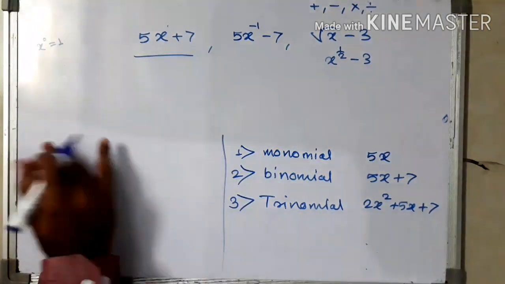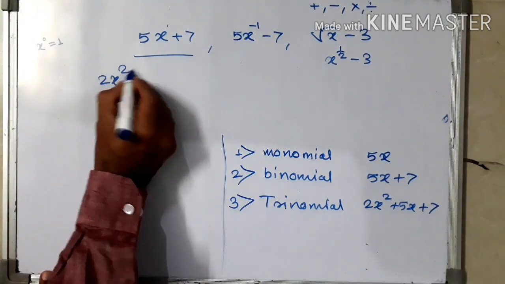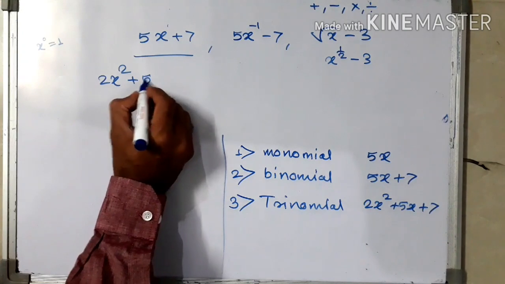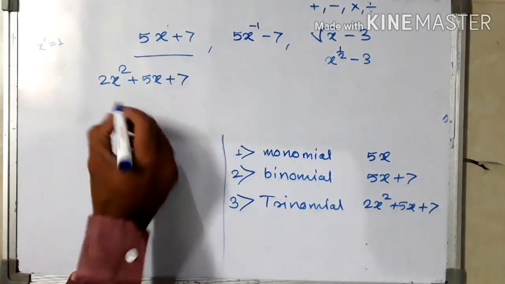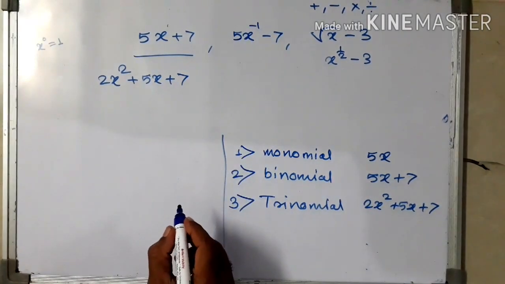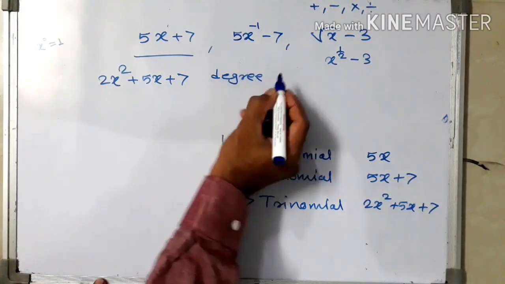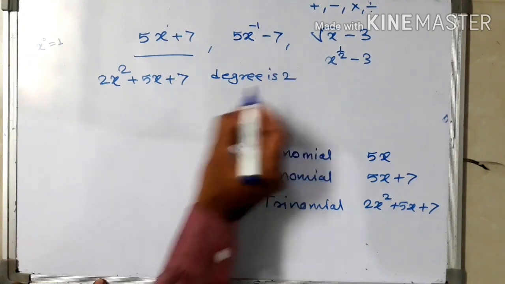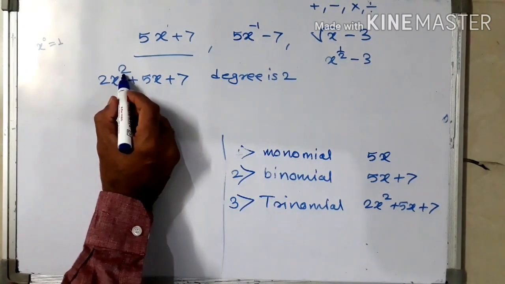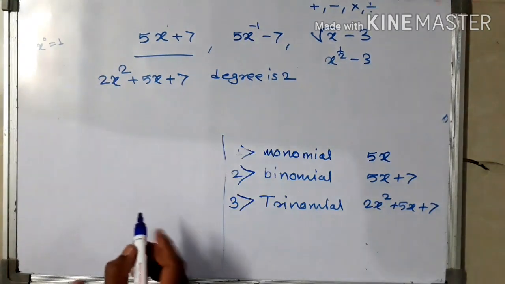Now we know the degree of a polynomial. Degree means the highest power of the variable. Here the degree of that polynomial is 2. The highest power is 2, so the degree of that polynomial is 2.